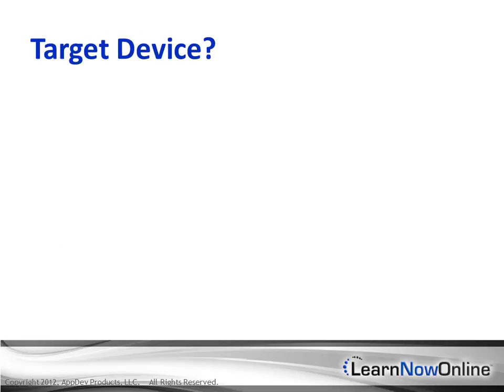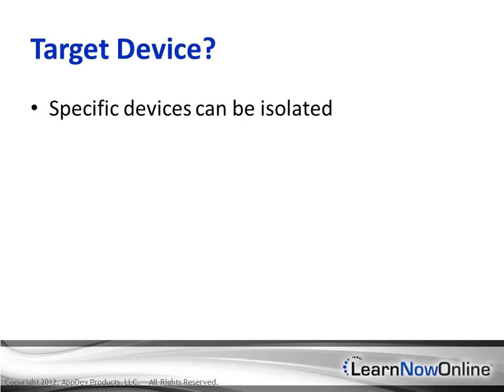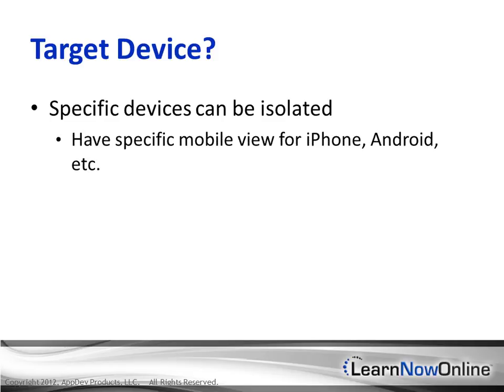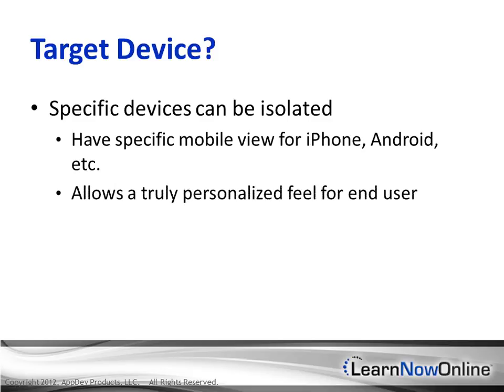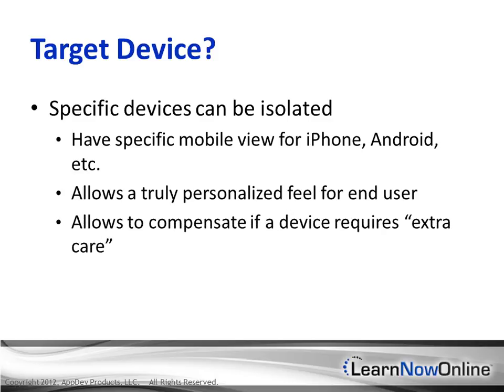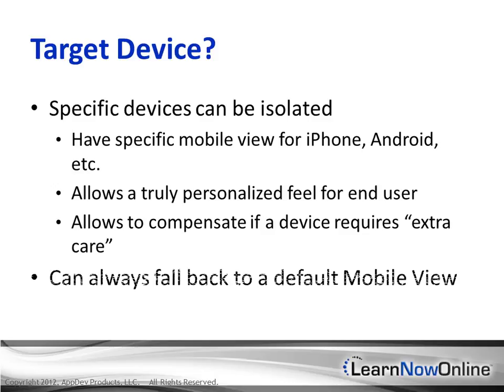In MVC4, we can actually target specific devices. What this means is that specific devices can be isolated into their own specific views. Here we can have a specific mobile view for an iPhone, an Android, an iPad, or even a Windows mobile phone. This allows a truly personalized feel for the end user. It also allows us to compensate if a device requires, shall we say, extra care. And as always, you can fall back to the default mobile view if it doesn't match up with the iPhone or iPad or what have you. So our safety net can be a default mobile view.